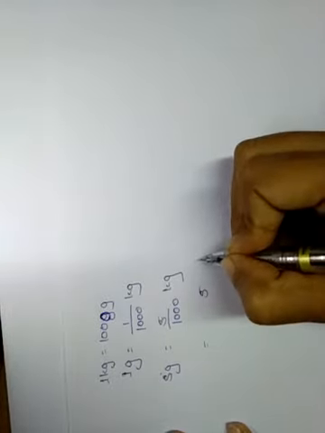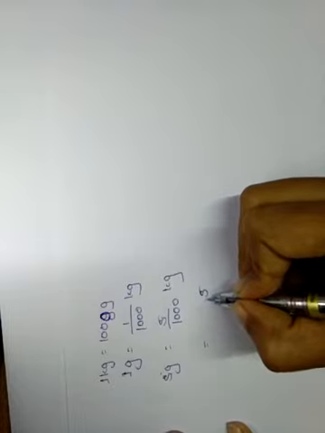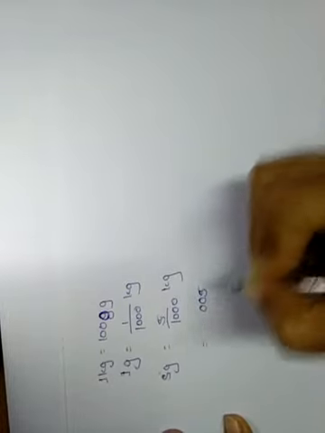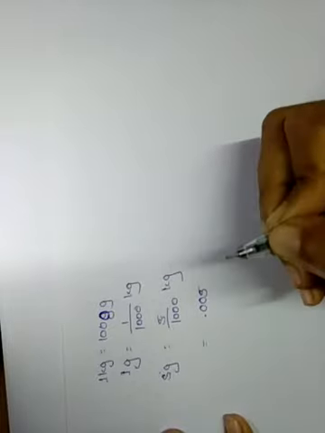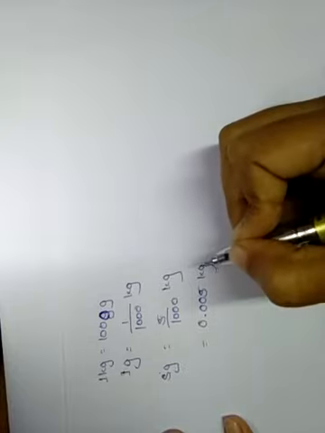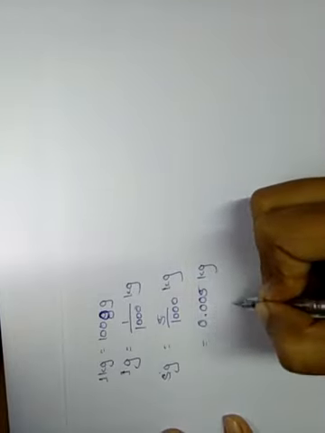Here I have only a single digit. I will make these 3 digits by giving 2 more extra zeros here. 0, 0. We got 3 digits here. I will give the decimal point and 0. This is how I converted 5 gram to 0.005 kg.